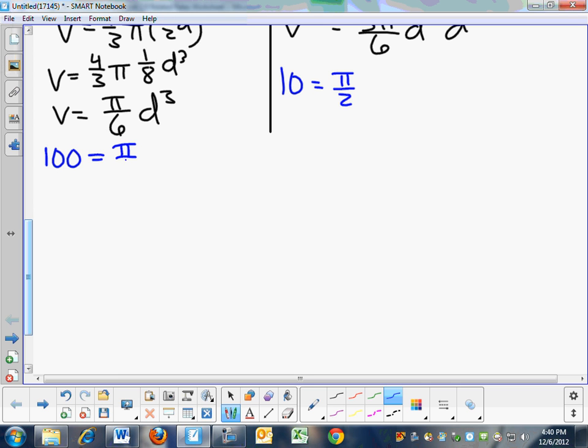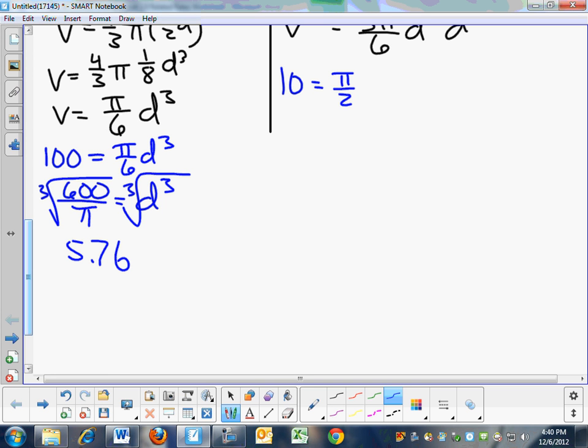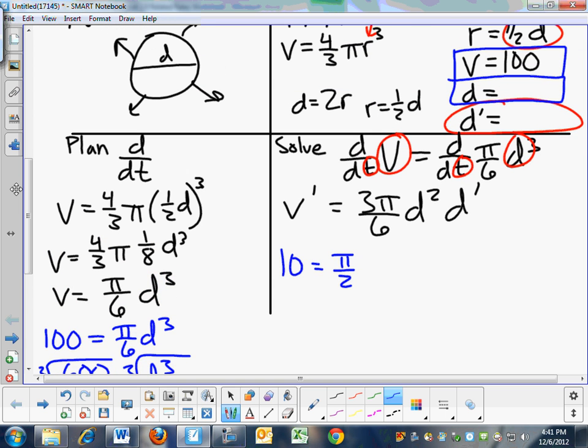100 equals pi over 6 d to the third, multiplied by the reciprocal, I'd get 600 over pi equal to d to the third. Cube root both sides. I think 5.76 is what we want. Check my work. Yeah, 5.76 is equal to the current diameter. So the diameter is 5.76.